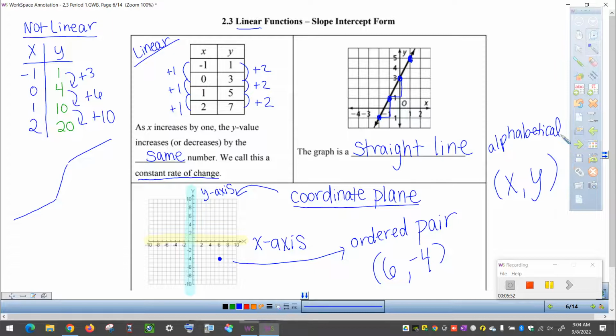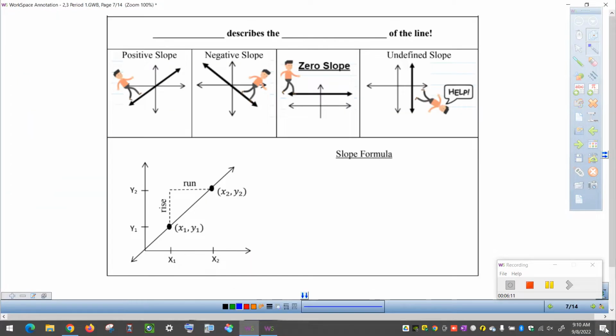All right, so we're going to continue doing some more work specifically with functions and graphs that are linear. And so when we have linear functions, one thing that we have to talk about is the slope. And so the slope is what describes the steepness of a line.